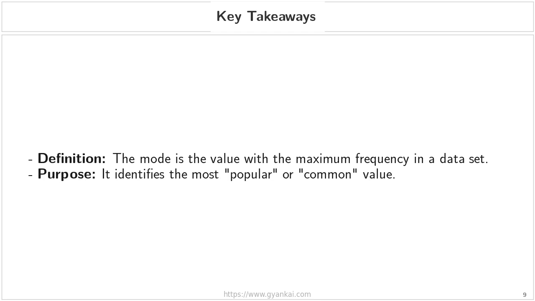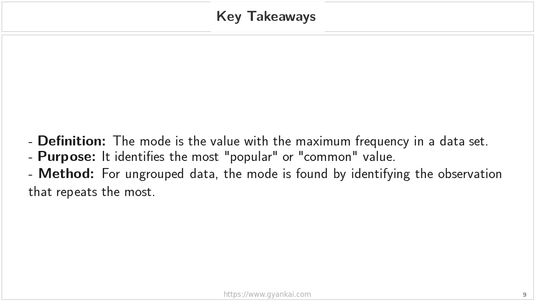Now, you might ask, why do we use this instead of the mean? Well, the purpose of the mode is to identify the most popular or common value. While the mean gives us an average, the mode tells us which particular observation occurs most often, which is incredibly useful in real-world scenarios like the basketball shoe size example we just worked through. As for the method, remember that when we are dealing with ungrouped data, data that is listed individually, the process is straightforward. You are simply looking for the observation that repeats the most.